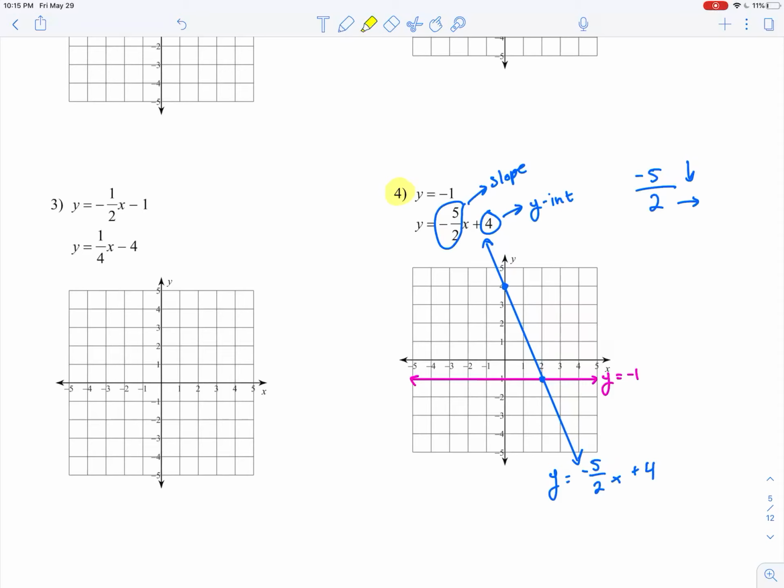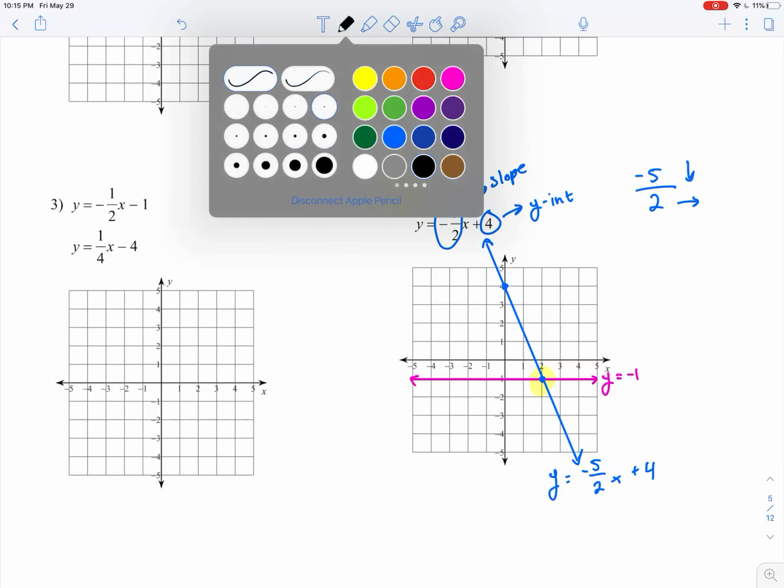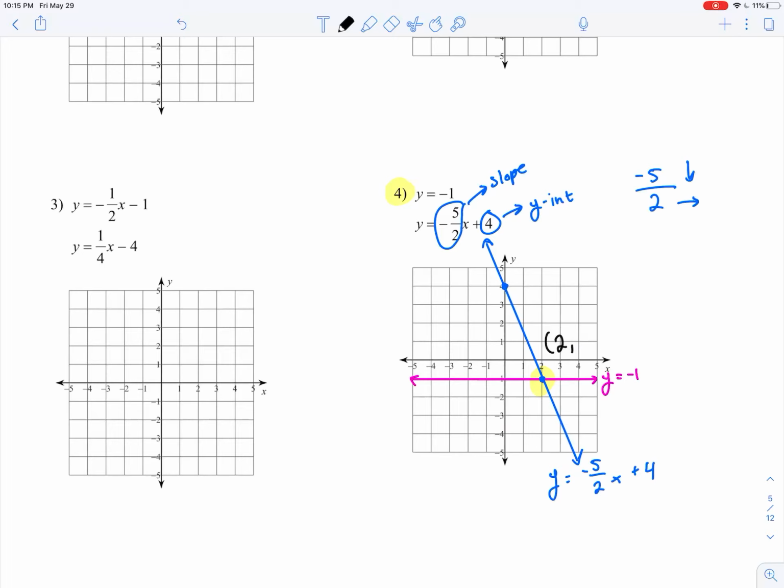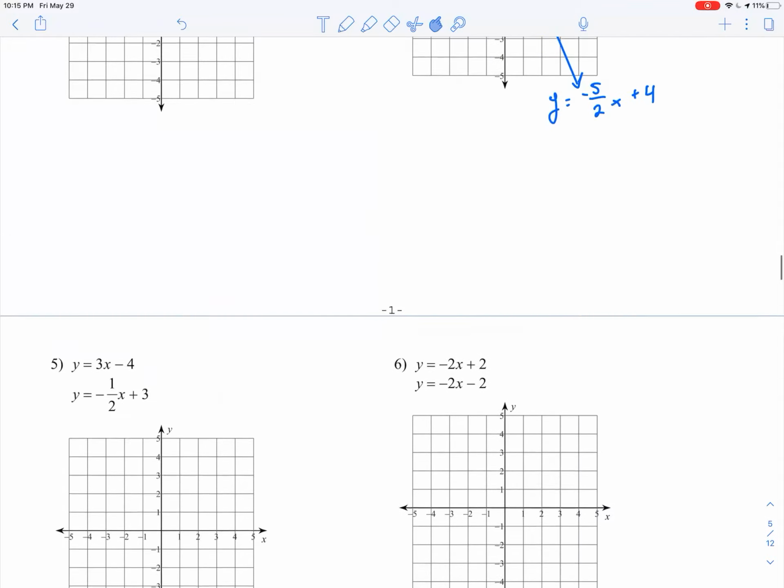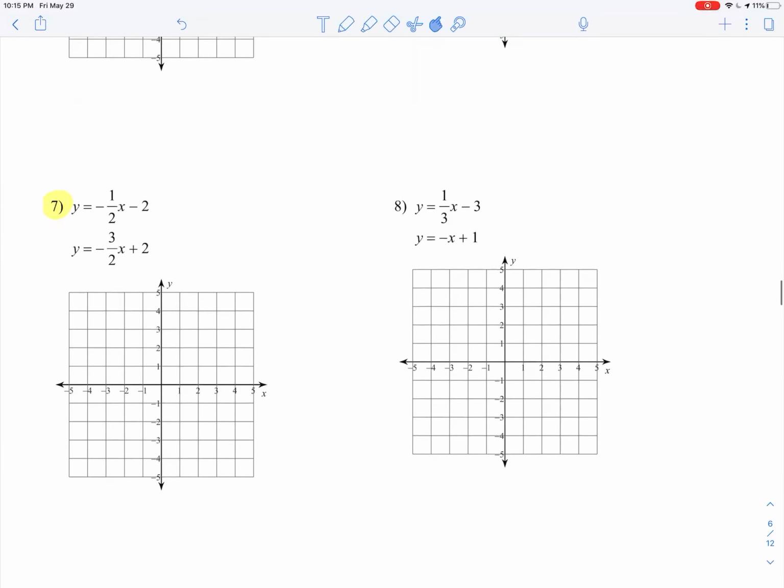And remember, we're just looking for that point of intersection. Where do the two lines cross each other? And in this case, our answer is at the point (2, -1). And there you go. Alright, and then the second question I would like to do is number 7. And this is just practicing those negative slopes.